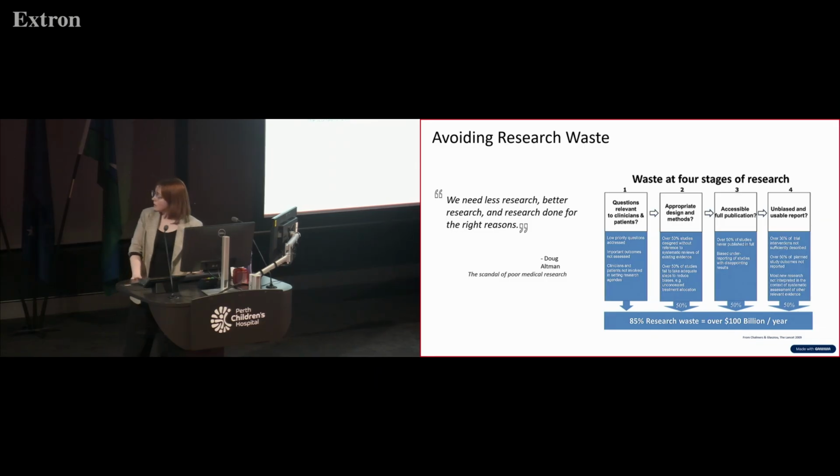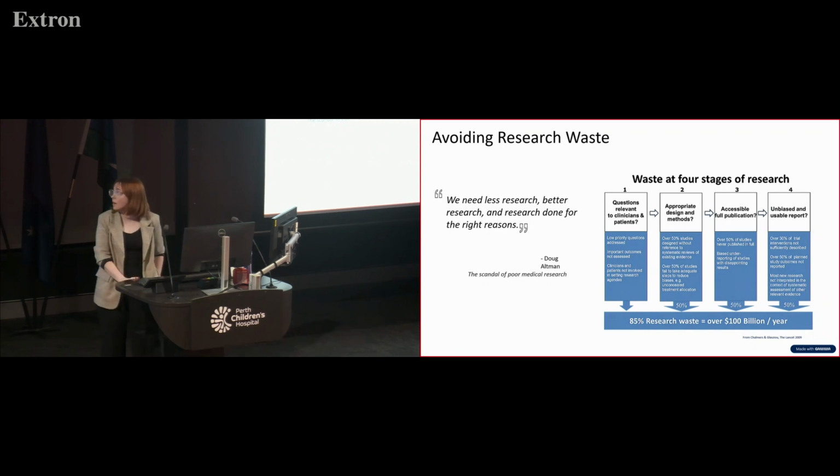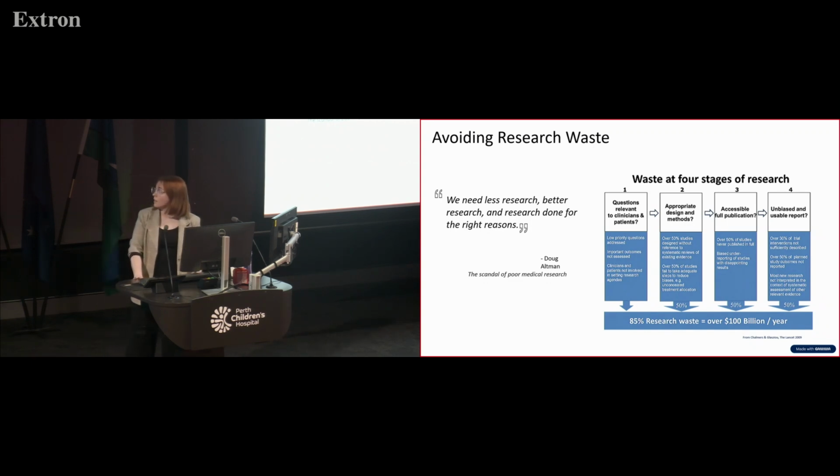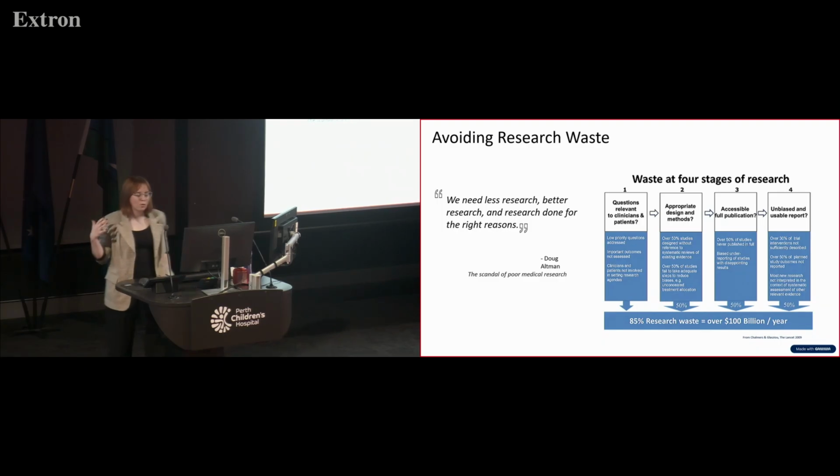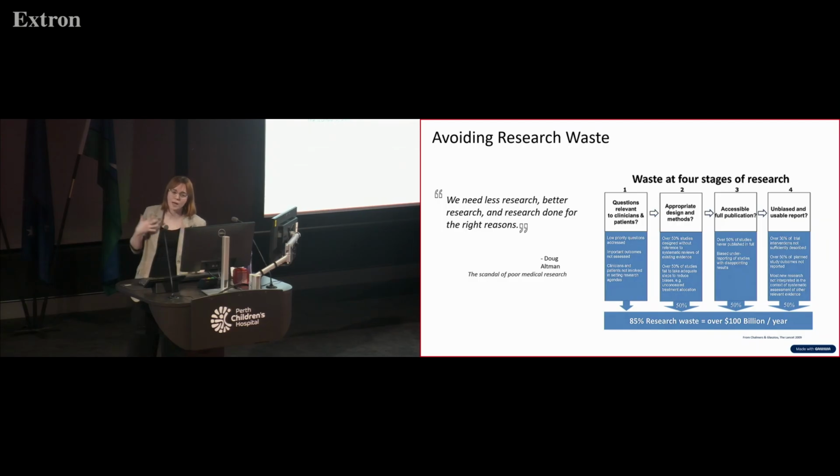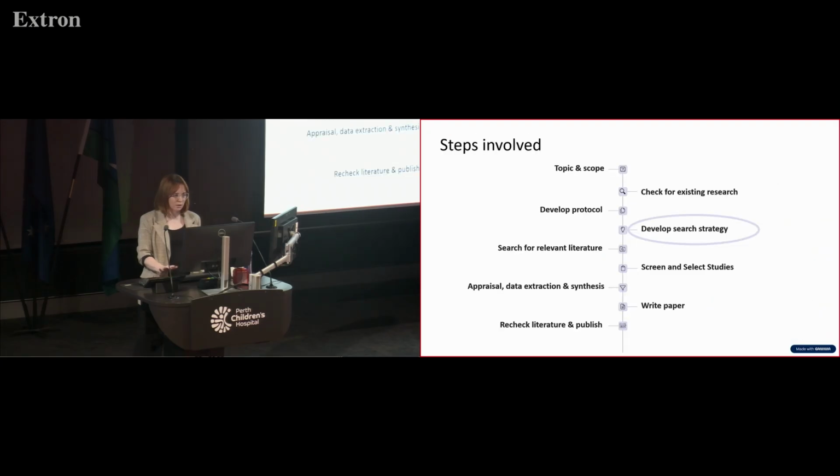So this diagram here, this is from the 2009 study, and it shows the stages at which waste usually occurs. From that diagram we can see that all of those things that I spoke about that need to be given proper consideration, if they're given proper consideration, you can avoid waste at these stages. So all of that being said, let's have a look at searching.